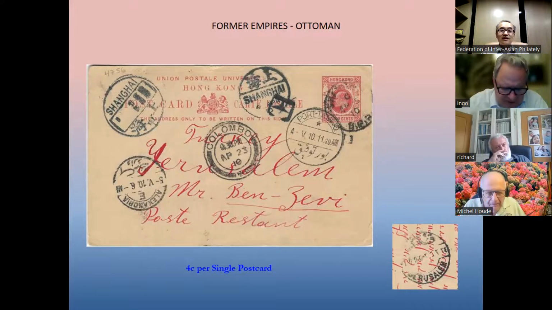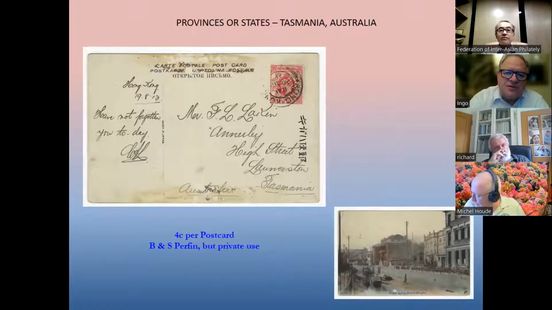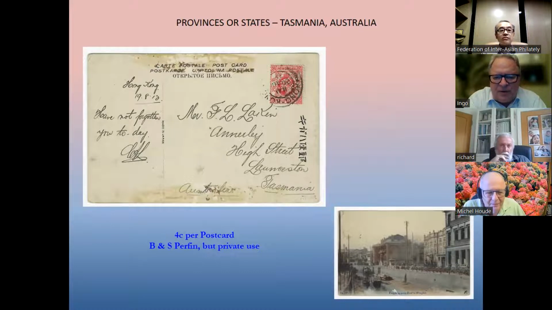Okay, from empires, we move to provinces or states. So these are states or provinces that issued their own stamps before they became part of the mother country. And the first one I show is an Australian state, that being Tasmania. It's a picture postcard of a scene from Shanghai.